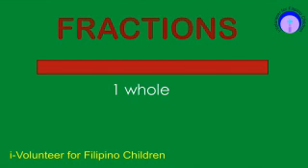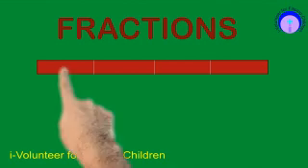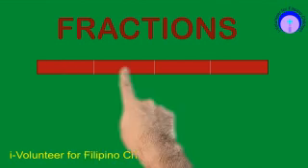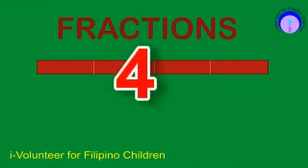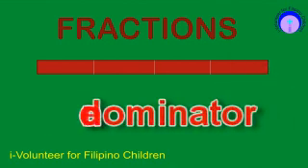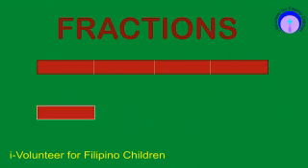How about if one whole is divided into 4 parts? Let's count the number of parts. 1, 2, 3, 4. There are 4 parts. 4 becomes our denominator. For every part, we call that 1/4.